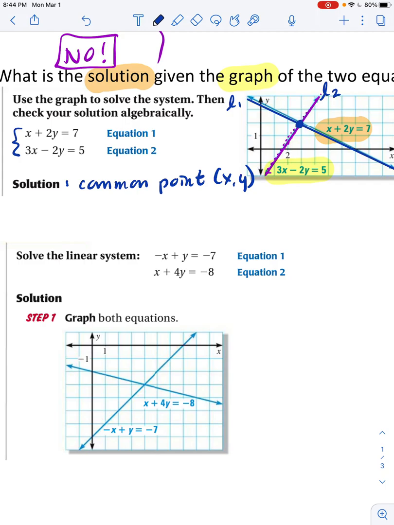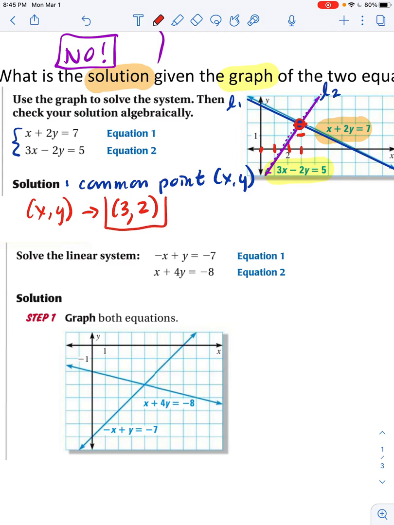So what I do is I look at my graph and I say, okay, what coordinates are located right here where they're crossing? So keep in mind, we put the x first and then the y. So starting at the origin, I would go 1, 2, 3 in the x direction. And then I would go up 2 in the y direction.